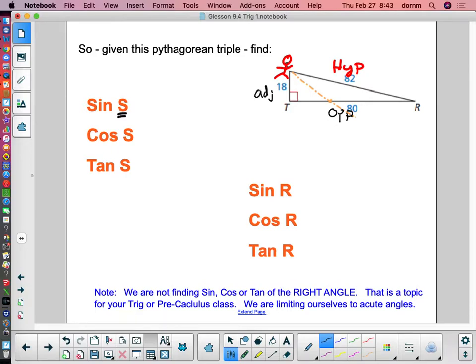So what would the sine of S be? So there you go. Harry Potter and the Poms team. Woohoo! Thank you. No Potterheads in here? No?